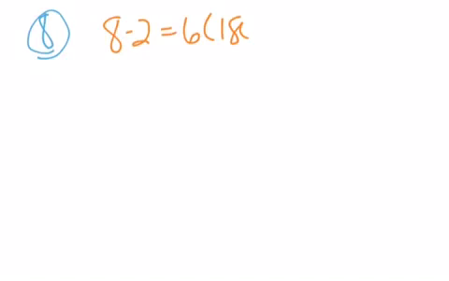Let's do the measure of an interior angle of a regular polygon. So we're going to find out what each angle is. And it's regular, so all the angles will be the same. So we're going to do an 8-sided figure, so let's do 8 minus 2, which equals 6. 6 times 180 is going to give us 1,080.